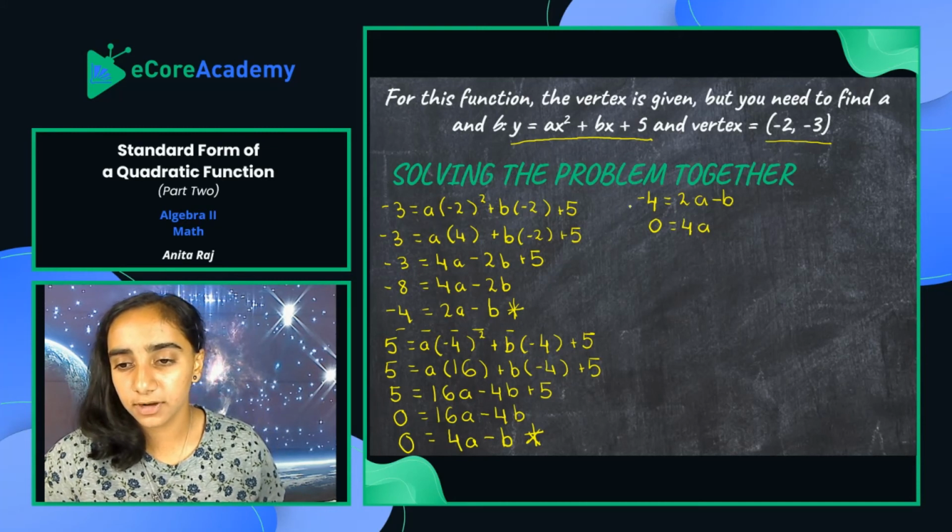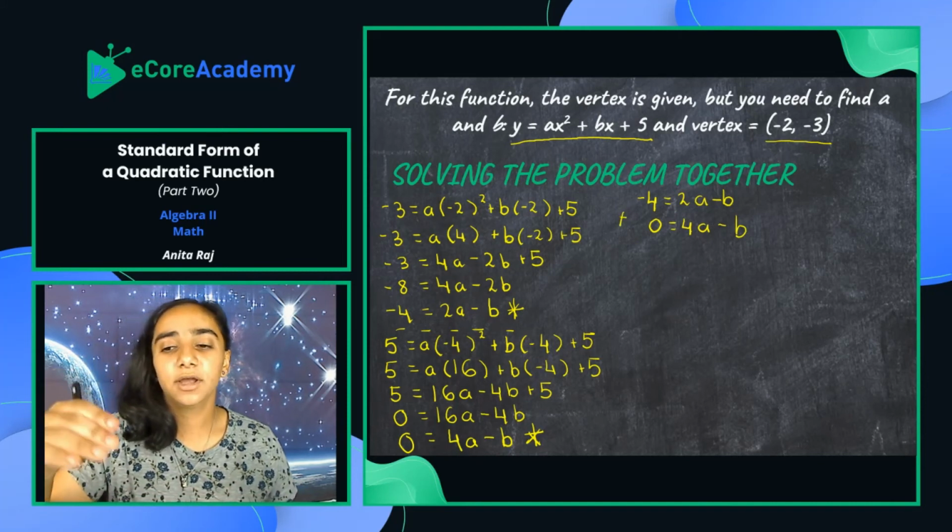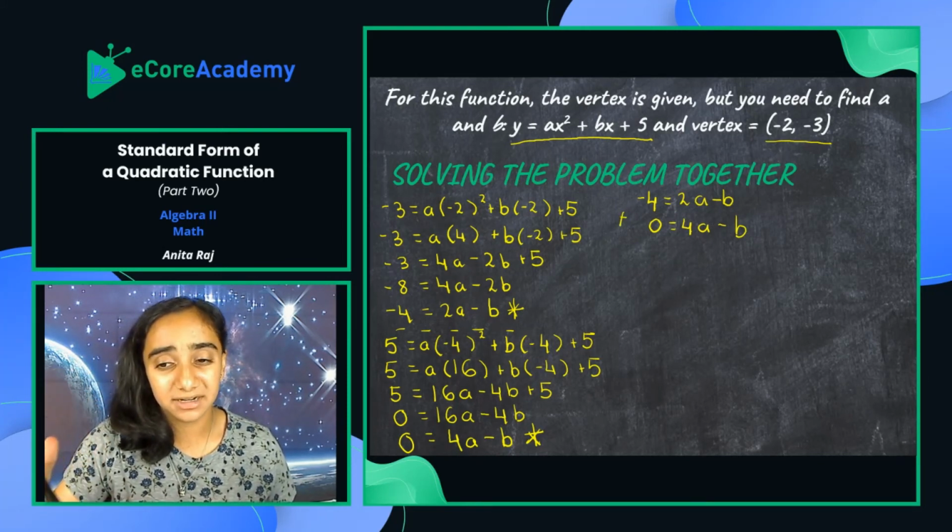0 equals 4a minus b. Okay, so now we're going to add these. However, we have a problem. 2a and 4a don't cancel out, and neither do -b and -b.